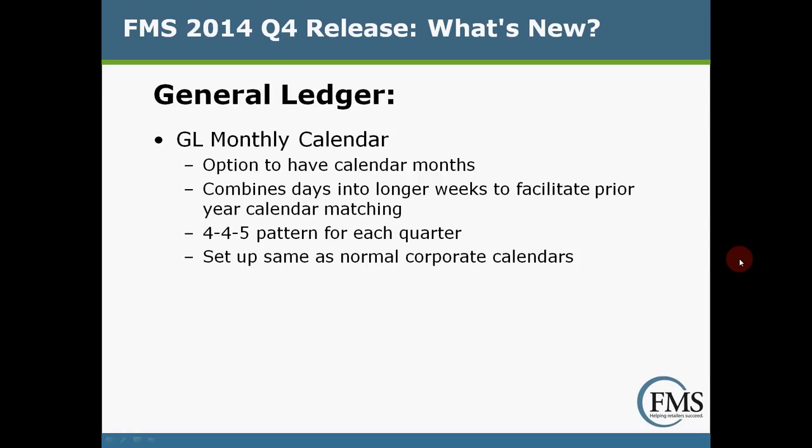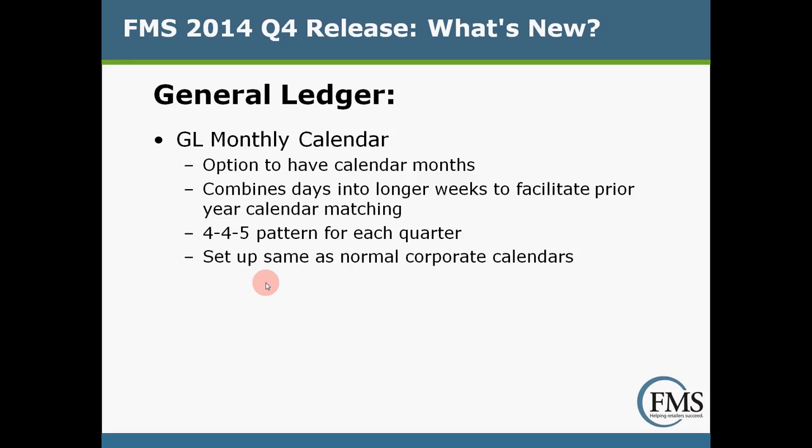It's kind of a restricted option. Basically, it's a 4-4-5 pattern for each quarter, so you have 13 weeks per quarter. But the weeks are not necessarily 7 days. Obviously, to get a month to start and end on its beginning and end date, we have to reconfigure the weeks accordingly. So some weeks may have 10 days, some may have 2 days. It just depends on how the calendar falls.